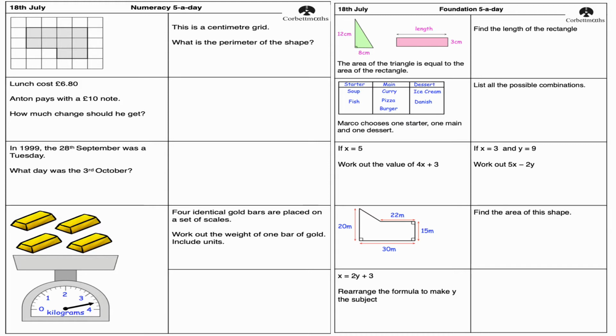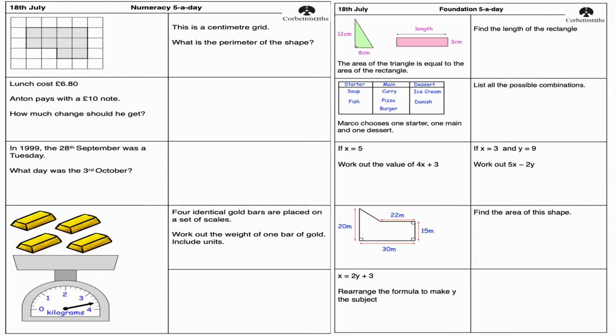The Numeracy 5 a day, that is aimed for like primary school students, but it's also appropriate for Key Stage 3 students as well. Okay, as ever guys, feel free to pause the video, try and attempt all the questions first and then press play when you're ready.